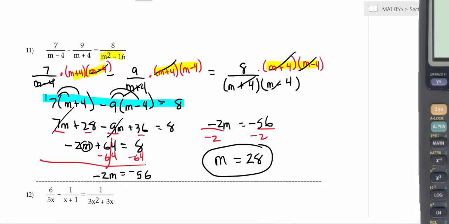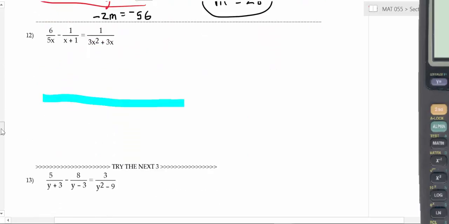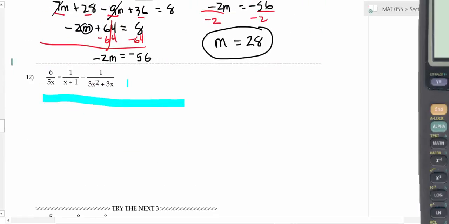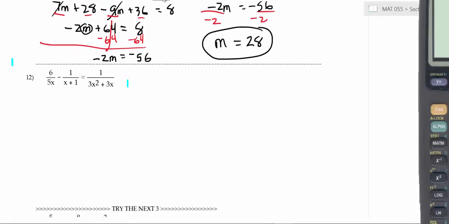All right, we're going to keep doing some of these because we're going to look at different situations that show up on these. What's the first thing I should do on number 12?